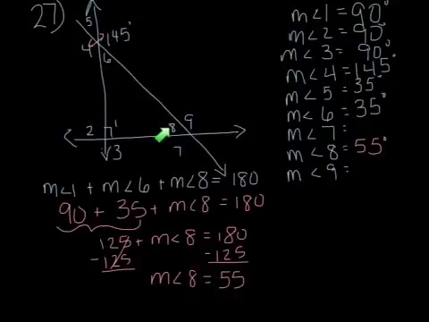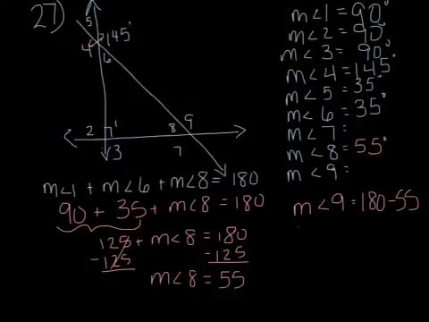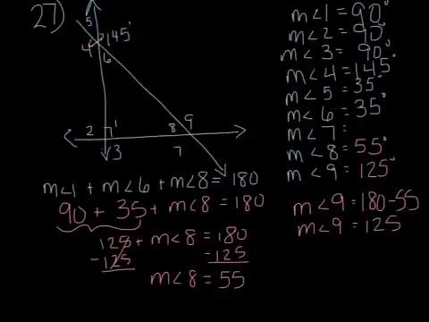Now, by having angle 8, can I find the measure of angle 7 and 9? Yes. What do I do? 180 minus that 55 to find the measure of angle 9, which is 125. So the measure of angle 9 is 125. And what is the measure of angle 7? Why? Vertical angles. Good job with the vocabulary.